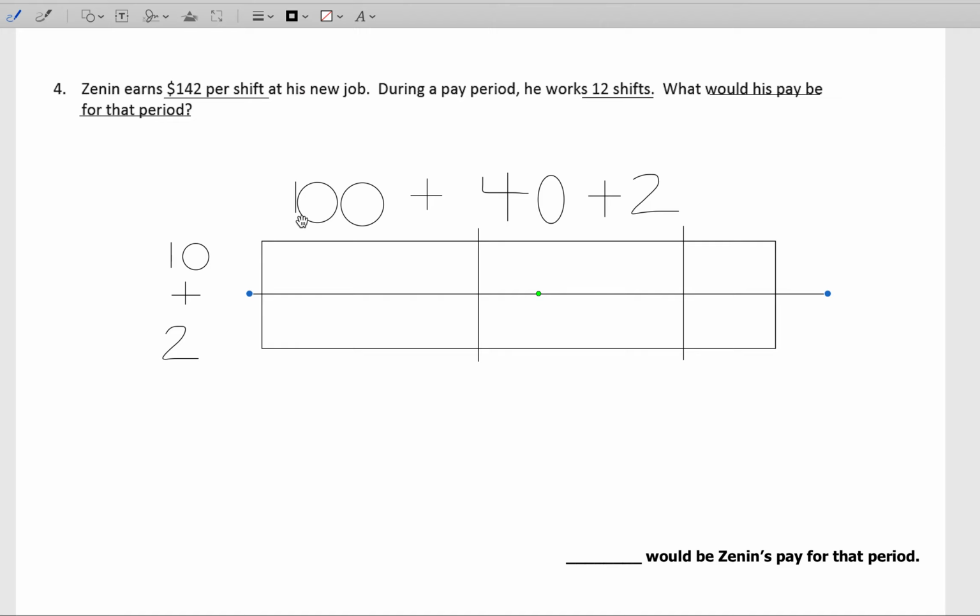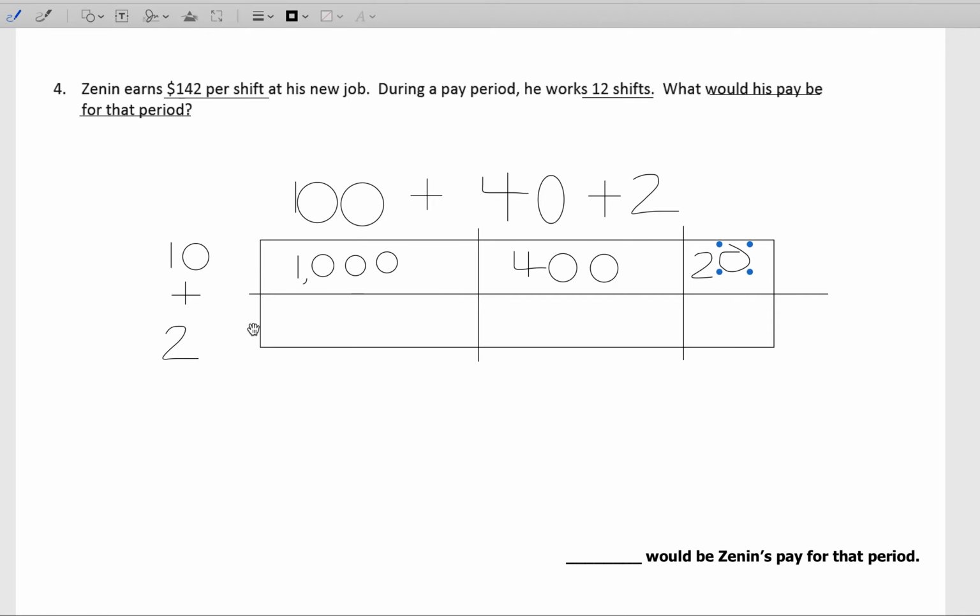So now I'm thinking 10 times 100, that's going to give me 1,000. And then 10 times 40, that's going to give me 400. And then 10 times 2, that's going to give me 20. Let's see if we can make it look like a 2. There we go. So 2 times 100, that's going to give me 200. 2 times 40 is 80. And then 2 times 2 is 4.